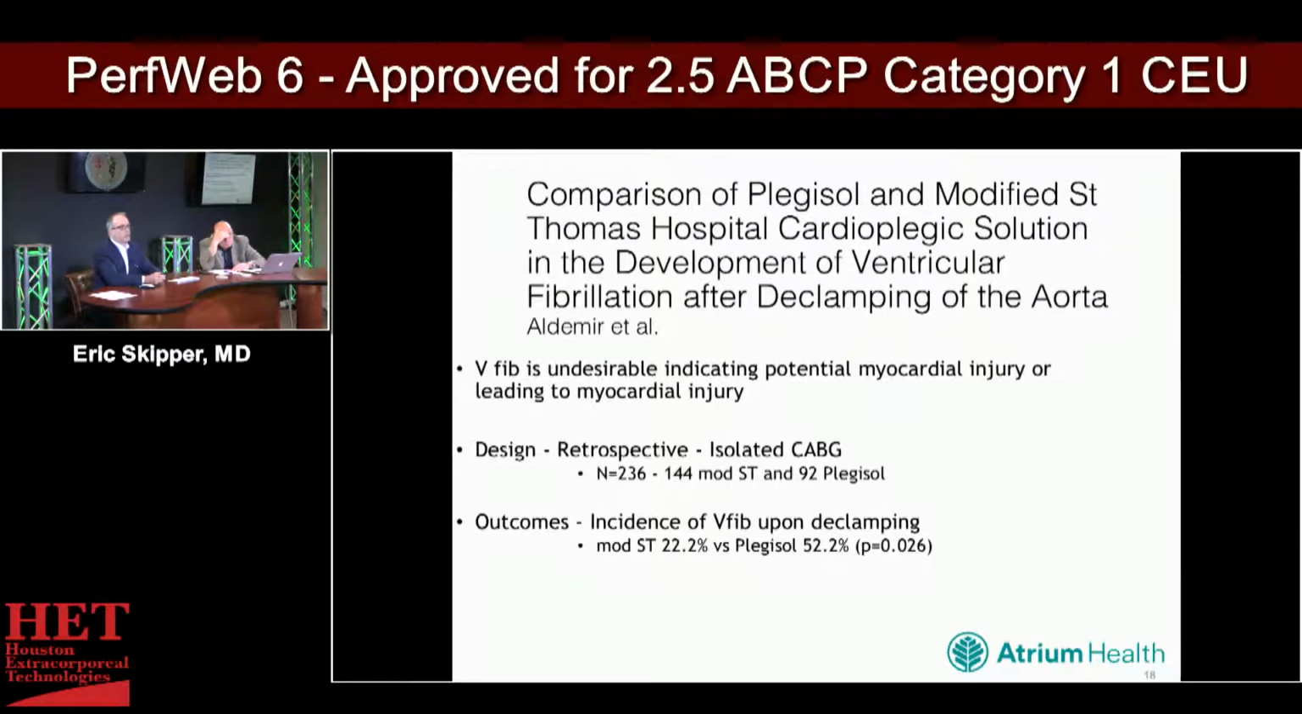If we look at this other study by Aldemir, this looks at Plegiosol versus modified St. Thomas cardioplegia, looking at particularly the development of ventricular fibrillation after aortic cross-clamp removal. First of all, it's a retrospective study. Most patients had modified St. Thomas, but a reasonable number had Plegiosol. And the outcomes basically showed that there was a higher incidence of VFib upon declamping with Plegiosol alone versus modified St. Thomas.